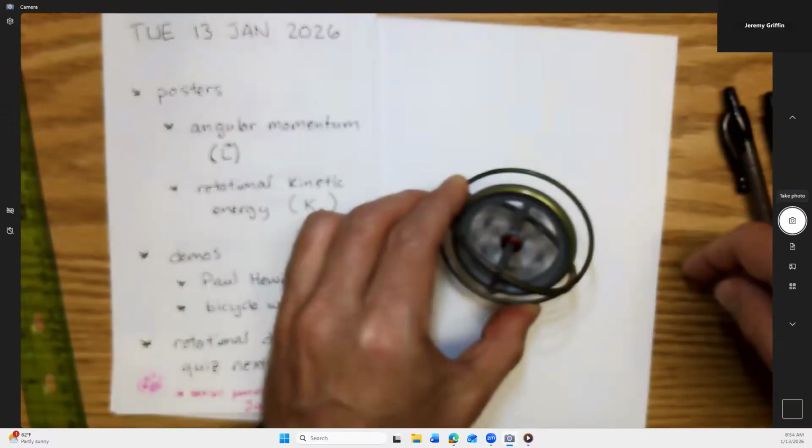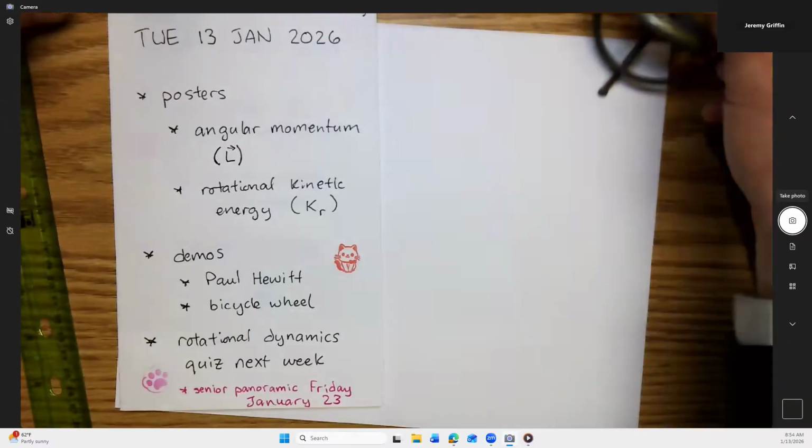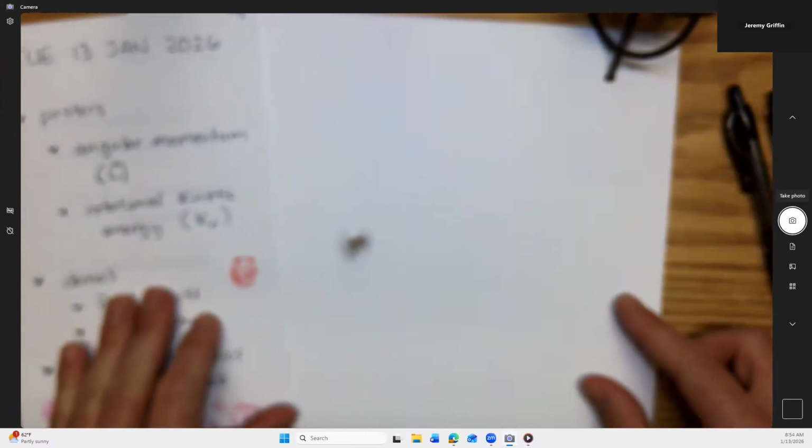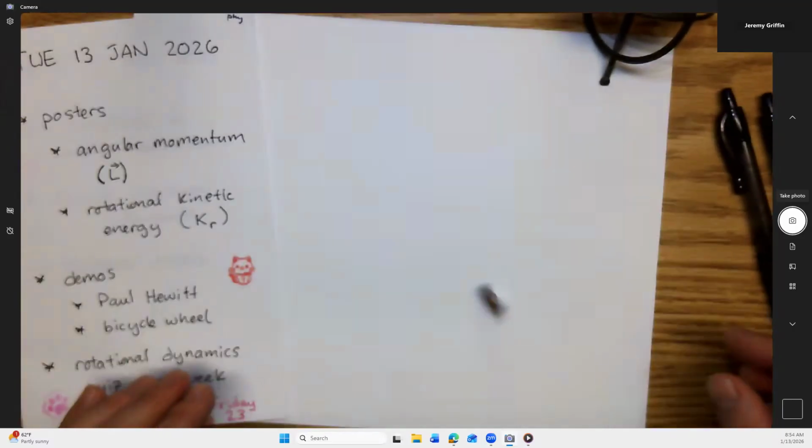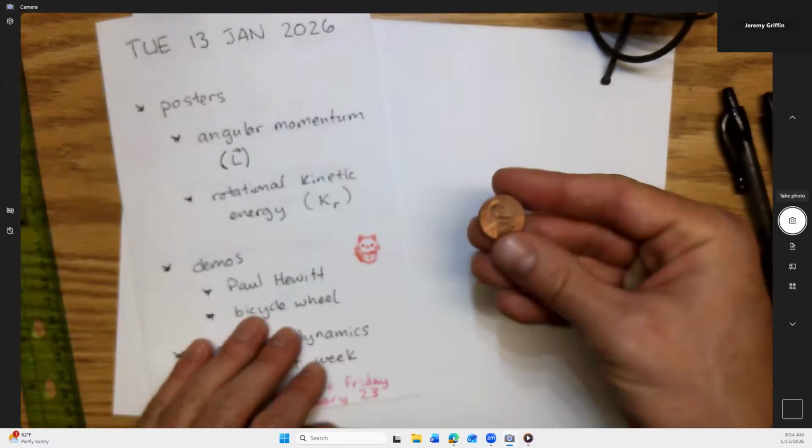Are you guys seeing something like that? Here's my spinning one. Here, let me show you guys. See like that. There's a little bit of precession that's going on.